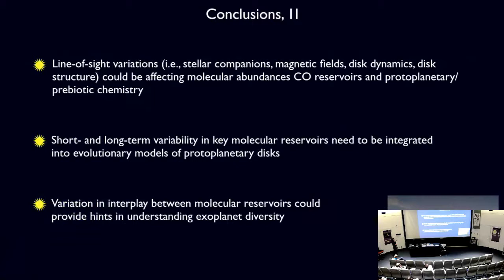So line of sight variations, this actually should be one: line of sight variations in stellar companions, magnetic fields, all these different reasons that we talked about before could be affecting CO reservoirs and prebiotic chemistry.